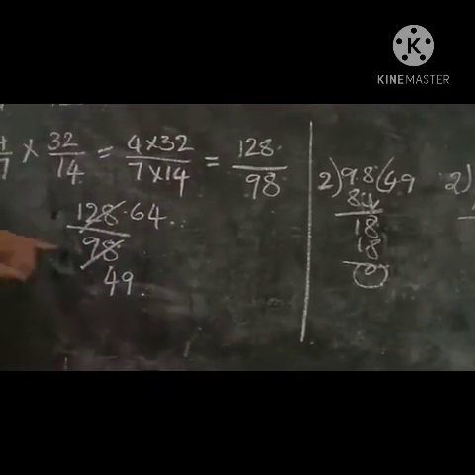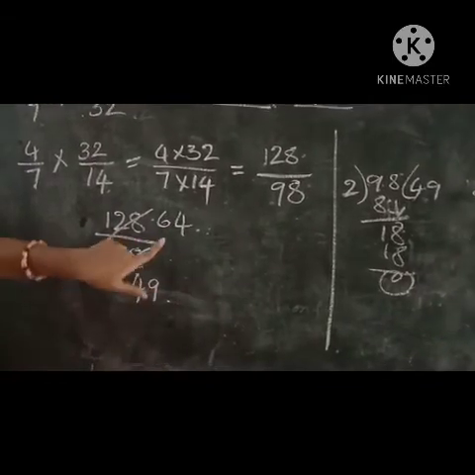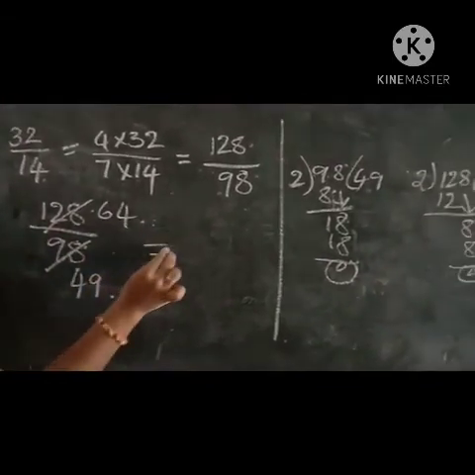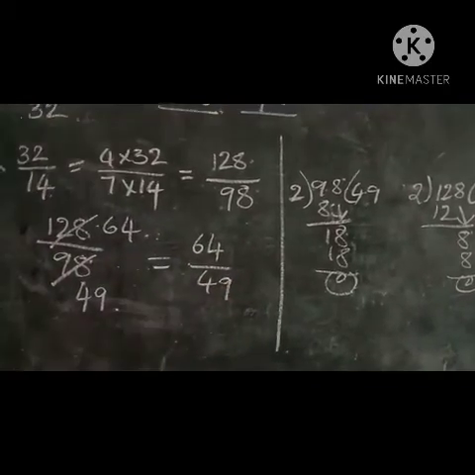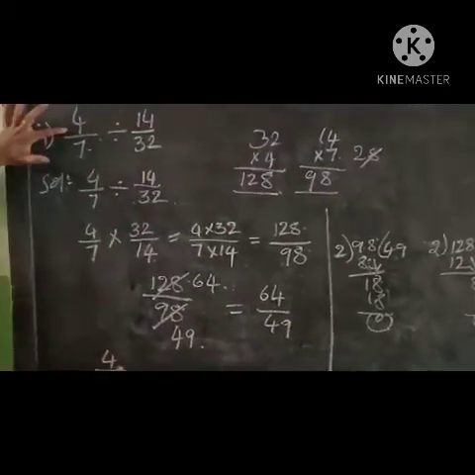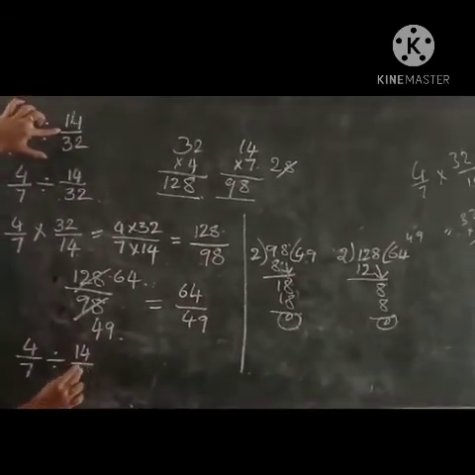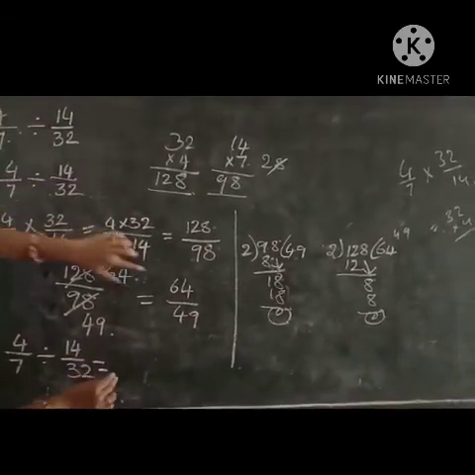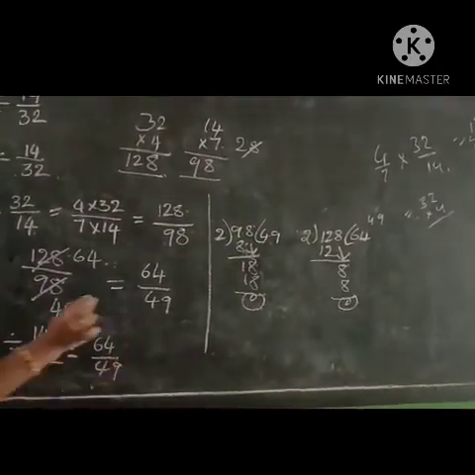Is there any cancellation? 64 by 49. These two numbers are different. There is no cancellation. So what is the number here? 64 by 49. See here, what is the quotient? 4 by 7 divided by 14 by 32 equals 64 by 49.